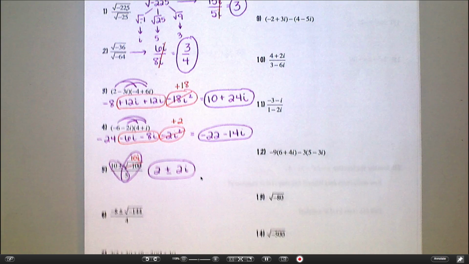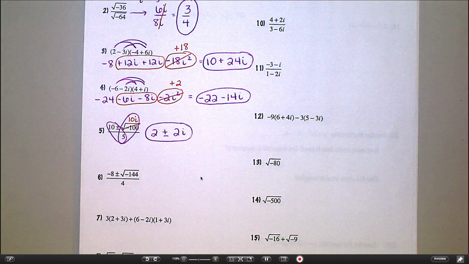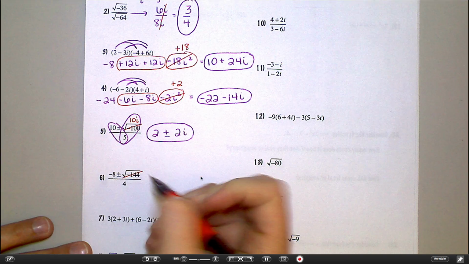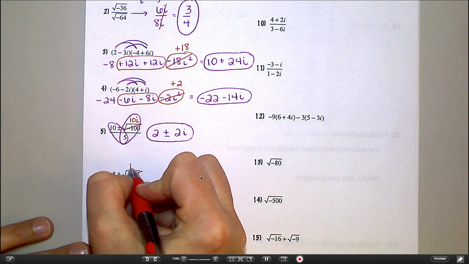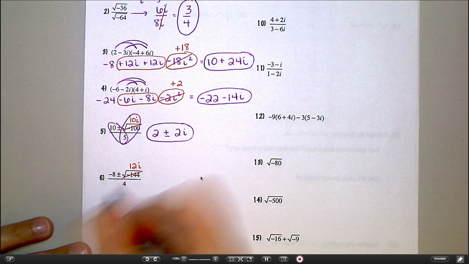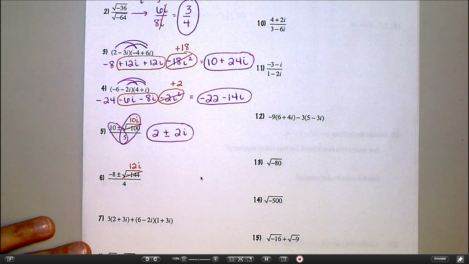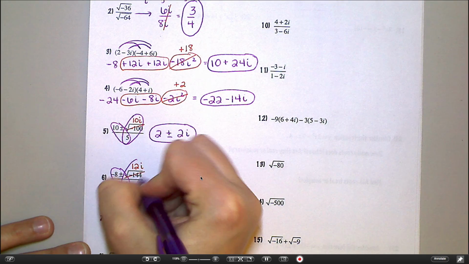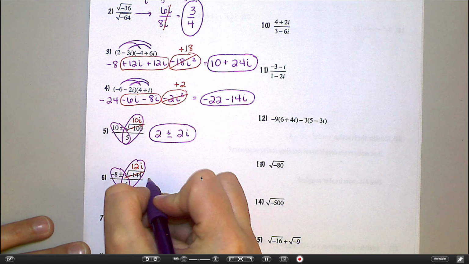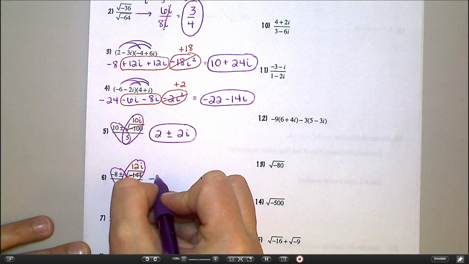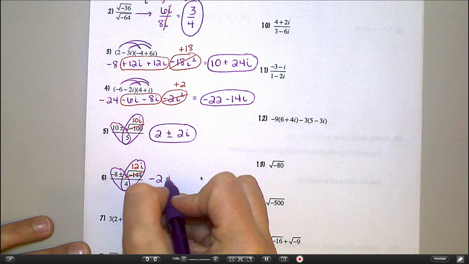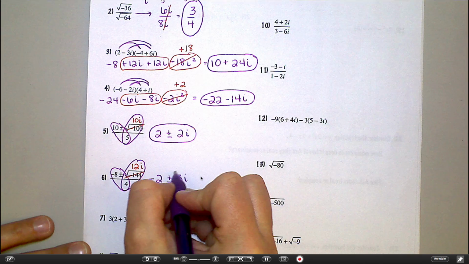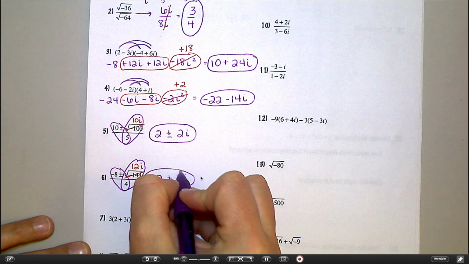Okay. So again, similarly in number 6, I'm going to take that square root of negative 144 and replace it with 12i. And again, it has an i because it's a negative number under a square root. And then I'm going to take each one of those and divide it by 4. So negative 8 divided by 4 is negative 2, and plus or minus 12i divided by 4 is 3i. And there you go, simplified.